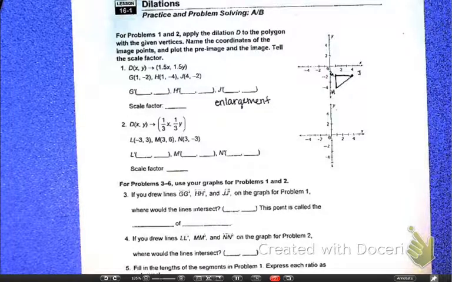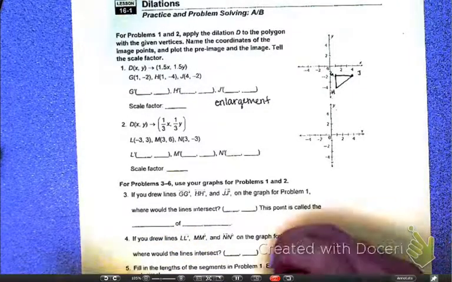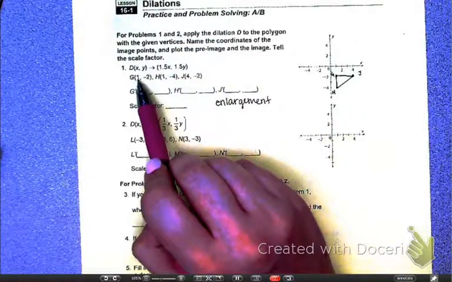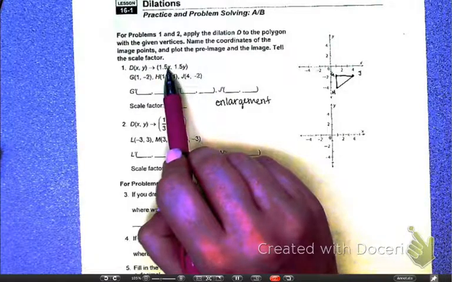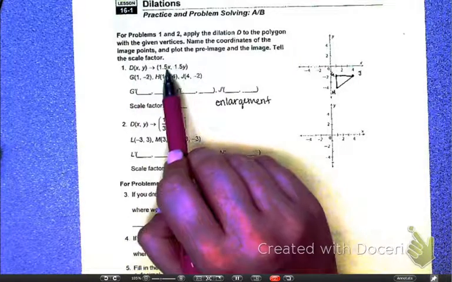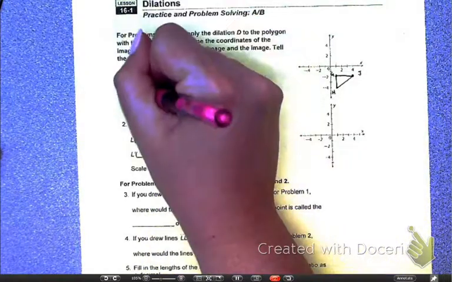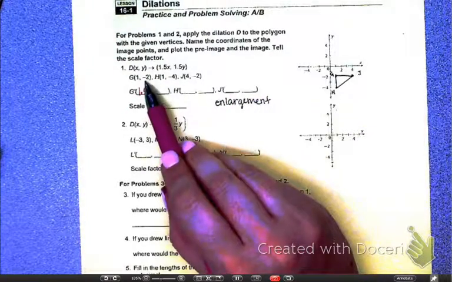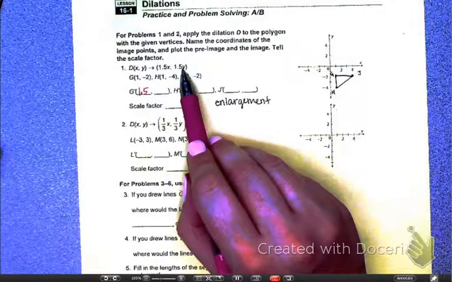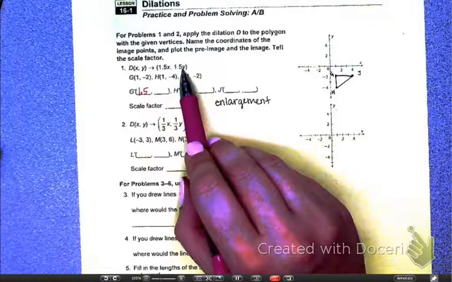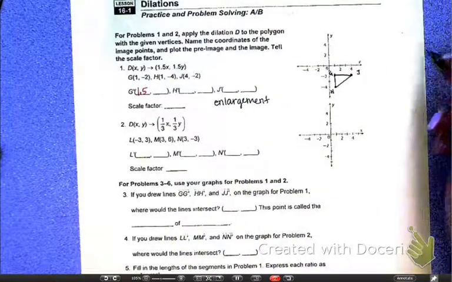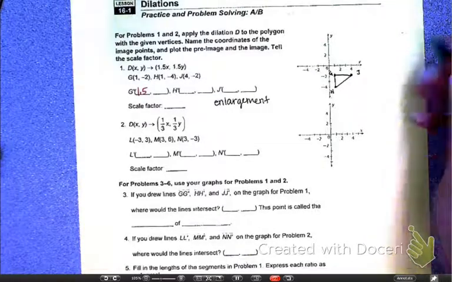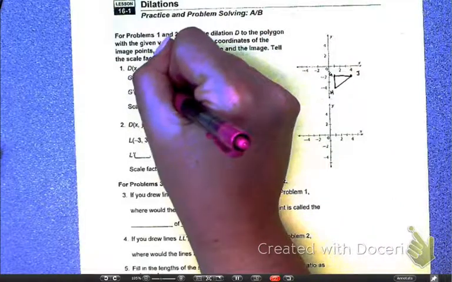Okay? Now here's how we're going to find the coordinates of G prime, H prime, and J prime. I am literally going to plug in my X value for G here for the dilation, and that's going to be my new X coordinate. So 1 times 1.5 is 1.5. I'm going to do the same thing with the Y coordinate. Negative 2 times 1.5. So a calculator might be handy. What is negative 2 times 1.5? Positive 3? It should be negative 3, right? Negative 2 times 1.5 is negative 3.